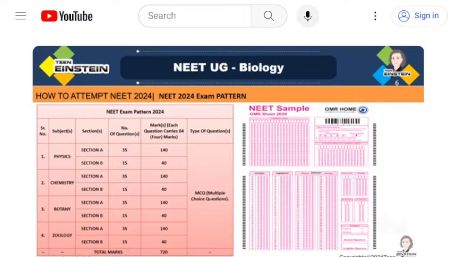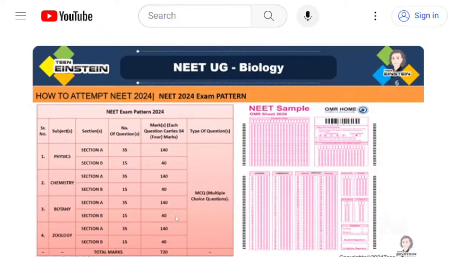So in section B, you have an option: you can take only 10 questions from each one. Whichever question you are clear about, go for only those questions. So there is less chance for negative marks. Okay, so 35 questions plus 15 questions. So you'll get 140 plus 40. Again, in chemistry also 140 plus 40, and in botany 140 plus 40, zoology 140 plus 40.